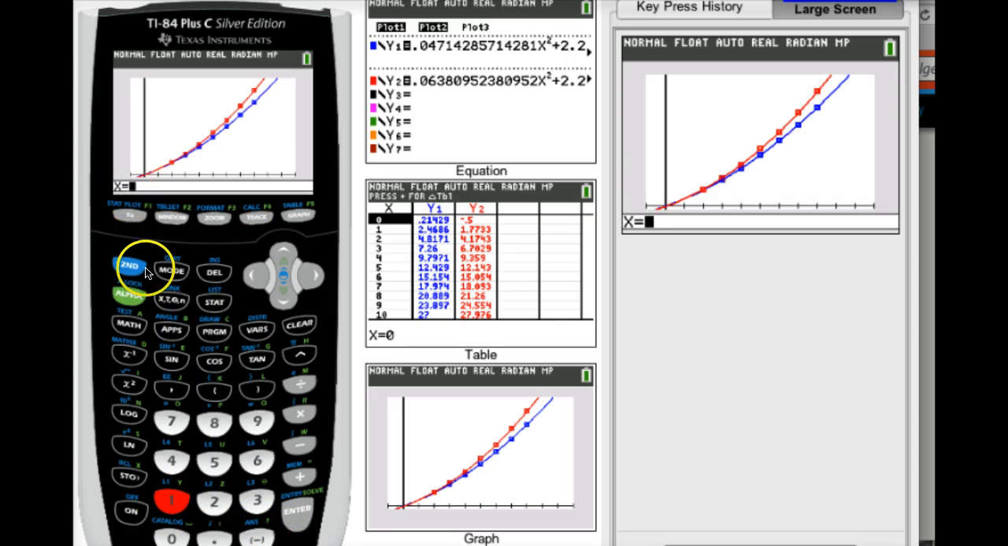I choose value and I type in 50. I press enter. Now, it's saying the blue. Blue was my car data. So that means it's going to take that car about 228.4 feet to stop.